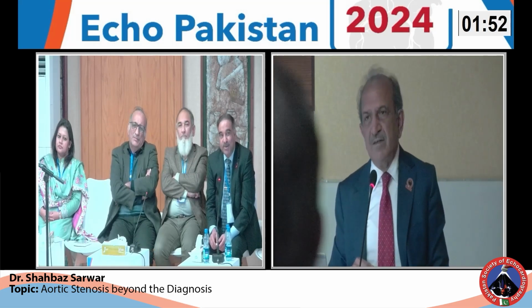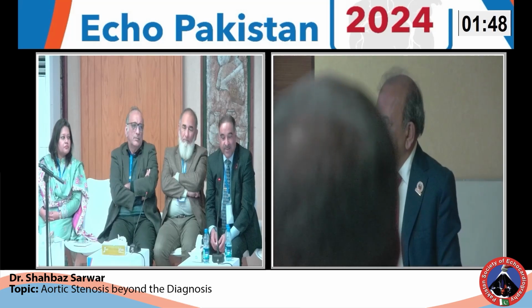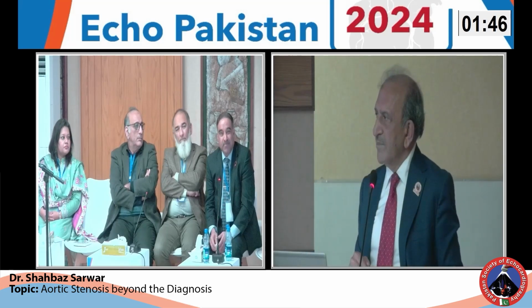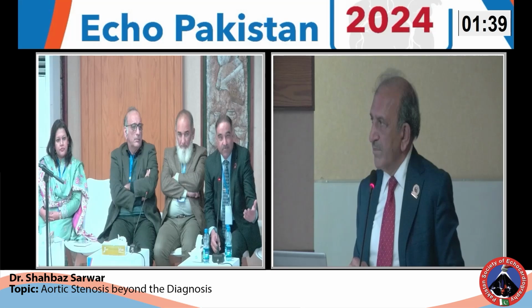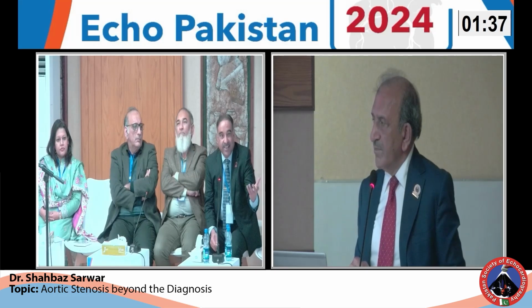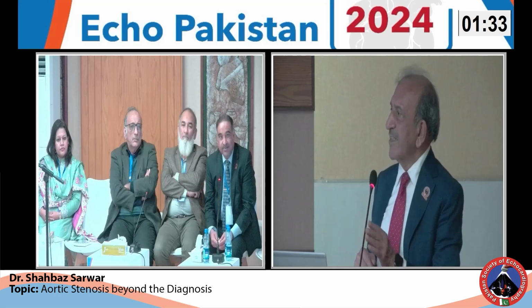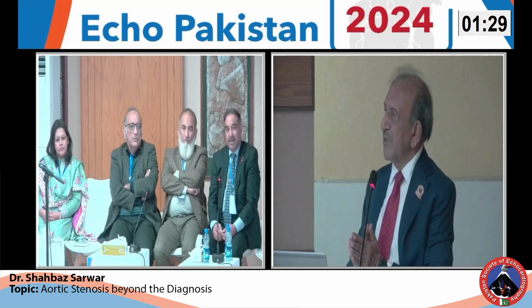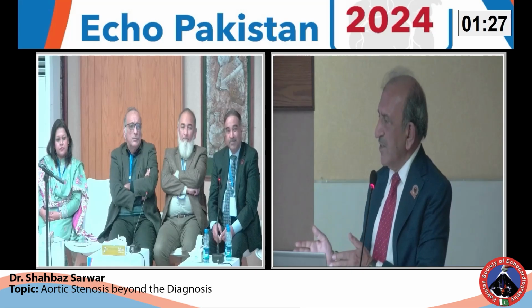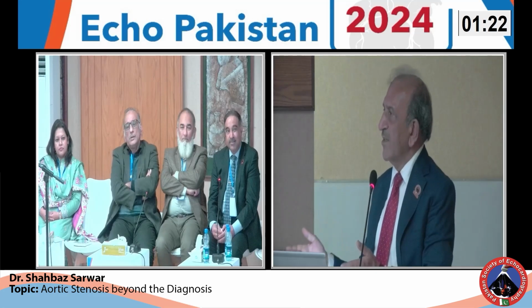So this brings me to another, I would say, dilemma. When we have a patient who has a body surface area of 1.3, 1.4, and an aortic valve area of 1, it might not fall in the severe category then. Yes, certainly. That's why we are indexing it, so that we are not going to wrongly send any patient for surgery or intervention, or wrongly sit on them and not send them for surgery or intervention.